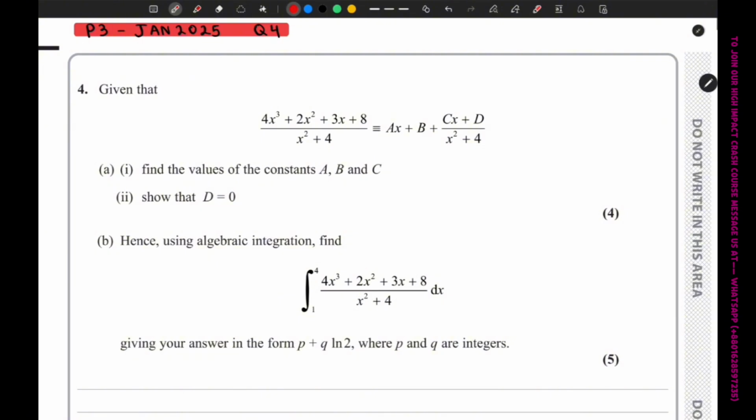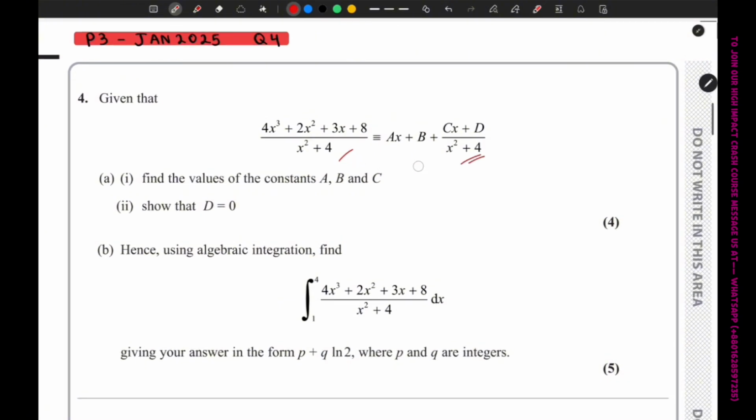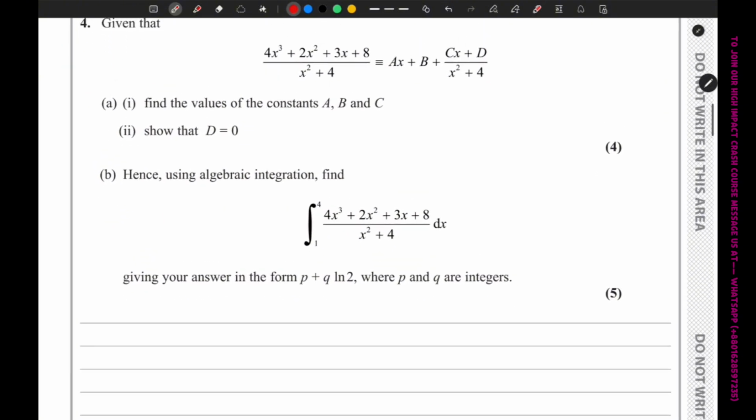So in the previous question we have solved question 3 of P3 January 2025 session. Now let's move on to question 4. So given that this fraction can be written in this format, now we just need to find out the values of the constants a, b and c. So you can do this in two ways. The first method is the long division, and the second method is basically just solving this equation, equating the coefficients. Let's first use the second method.